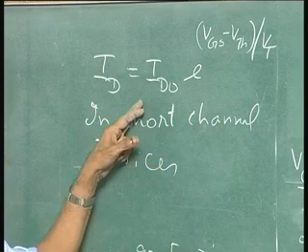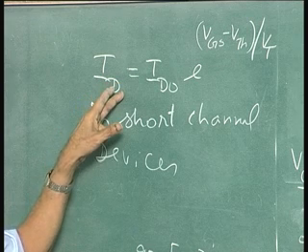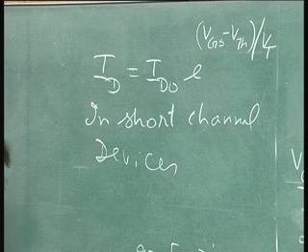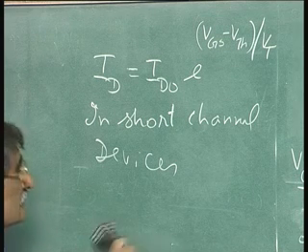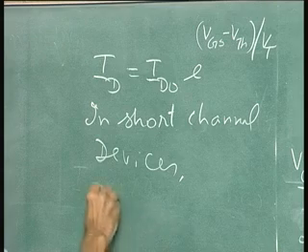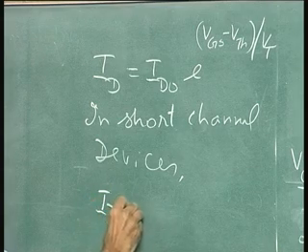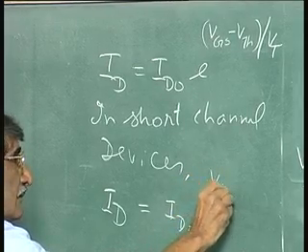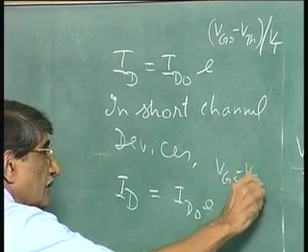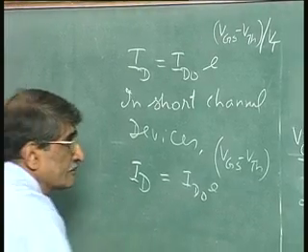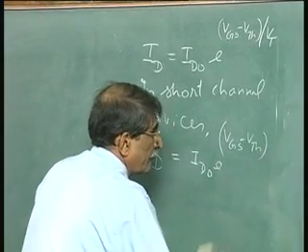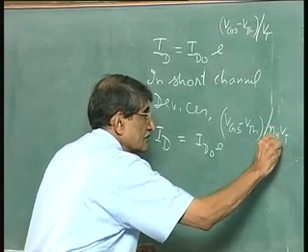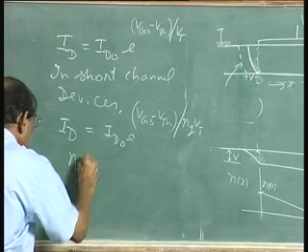This is long channel devices, subthreshold conduction. This is subthreshold current. Conduction in the subthreshold region, where the gate voltage is slightly below the threshold voltage. So, here in those devices, I d is equal to I d naught e to the power of V threshold divided by some constant N g times V t, where N g is greater than 1.